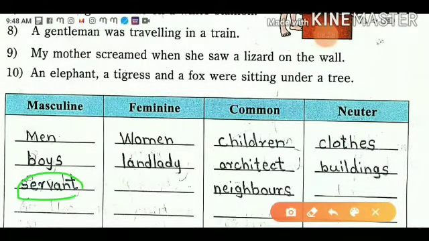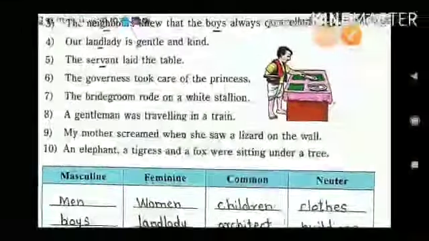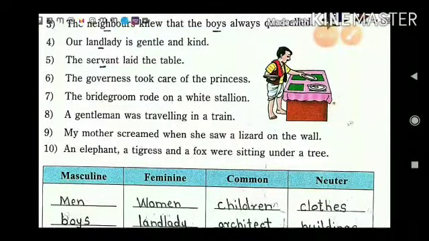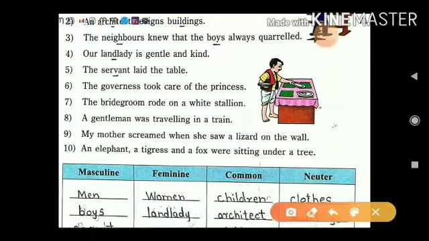So these 5 sentences I have solved for you. I hope you understand better. The remaining 5 sentences you want to solve: 6th, 7th, 8th, 9th and 10th. The 5th number I have solved for you, so no need to solve it again. From the 6th, you want to solve all the sentences.